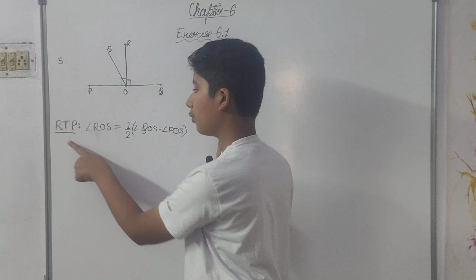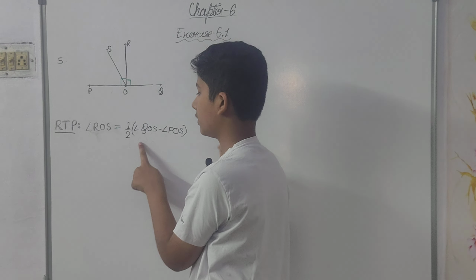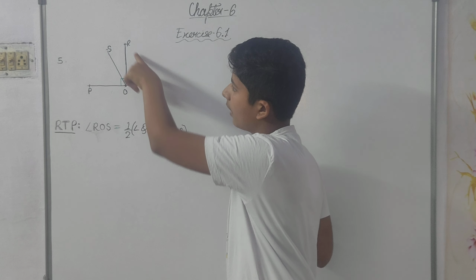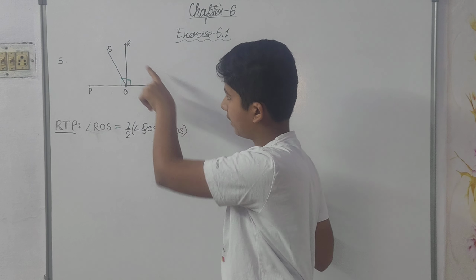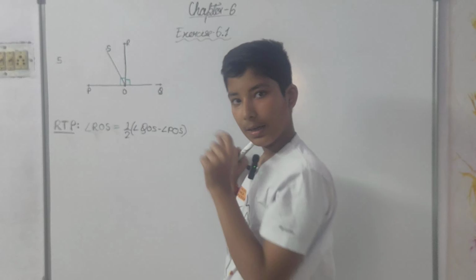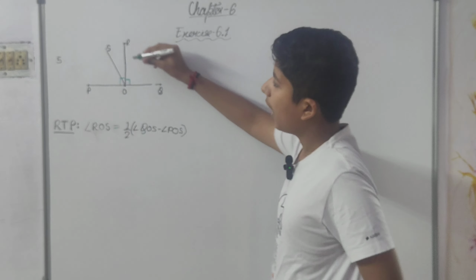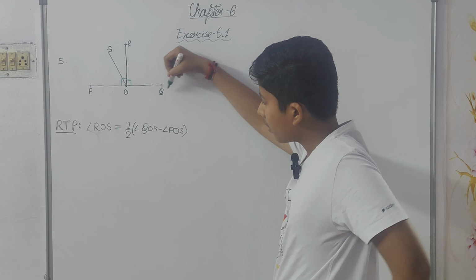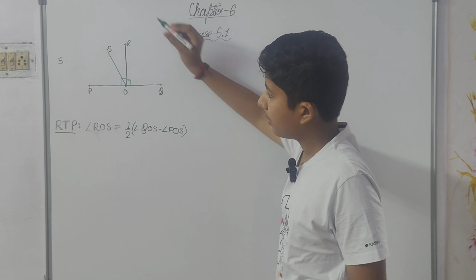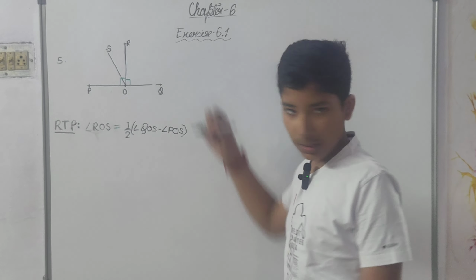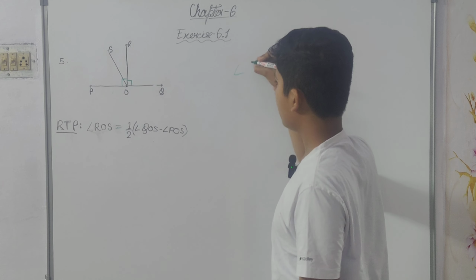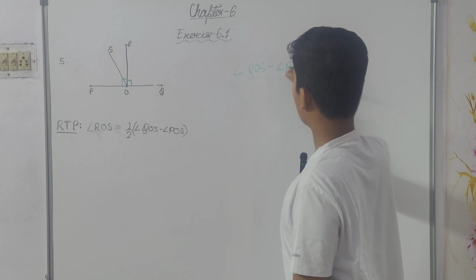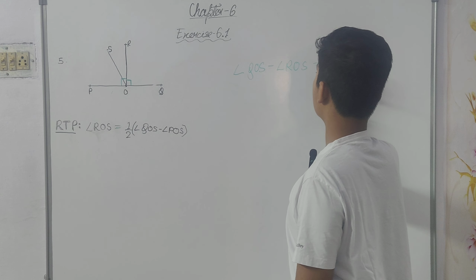In this question we have to prove that angle ROS equals half of (angle QOS minus angle POS). So firstly, if you see this figure, angle ROQ is given as 90 degrees. So we know ROP will also be 90 degrees. So how can we write it? Angle QOS minus angle ROS equals angle ROQ, which means 90 degrees. Angle QOS minus angle ROS equals 90 degrees.